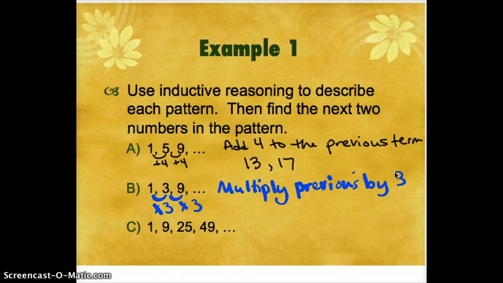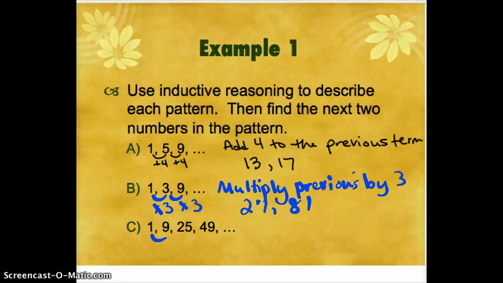And then it looks like my next 2 terms with that pattern will be 27 and 81. Now I fully understand some of you might have said, okay, I add 2, then I add 6, maybe I'll add 10 next time. You might have come up with something else that was a reasonable pattern just for that small amount of data.